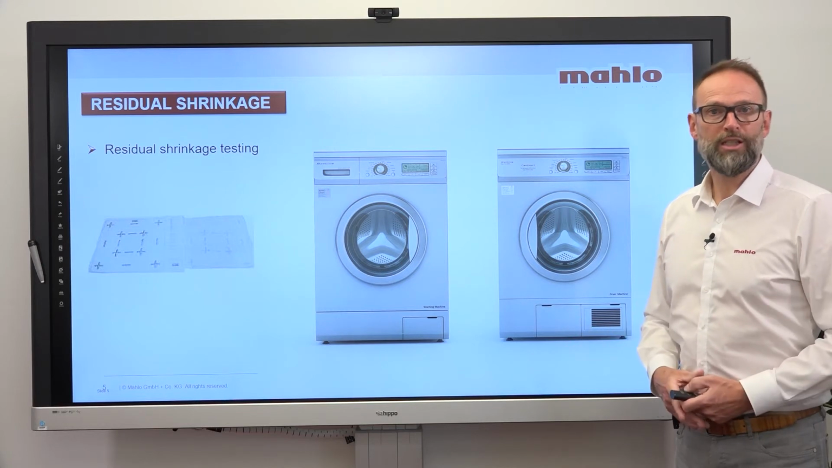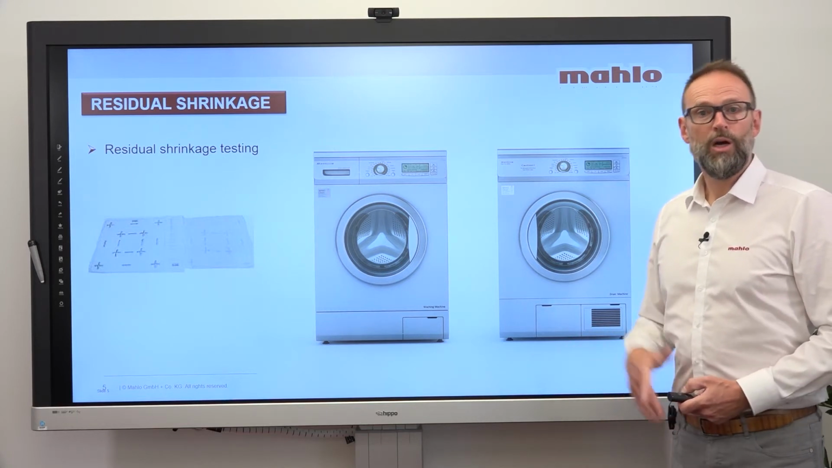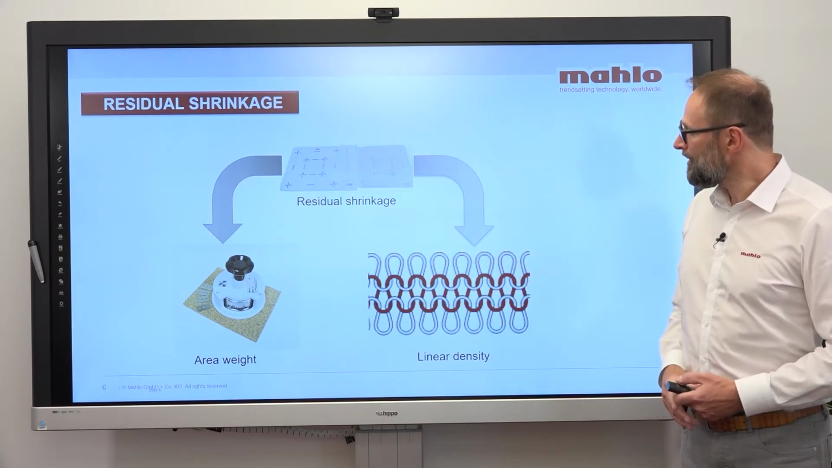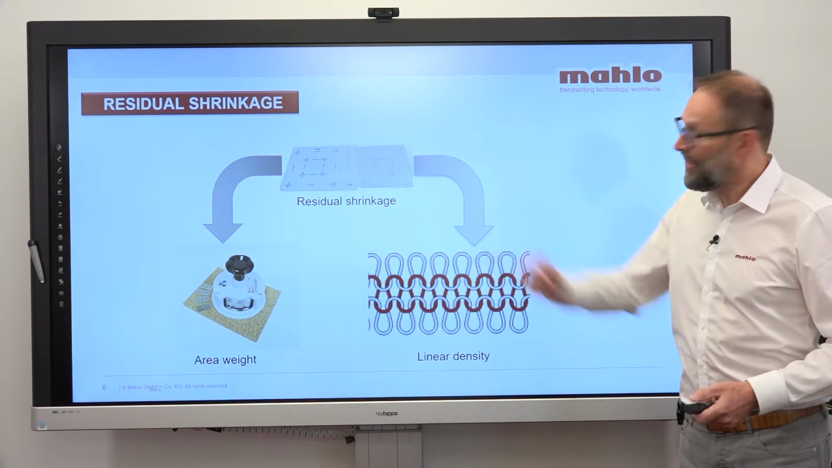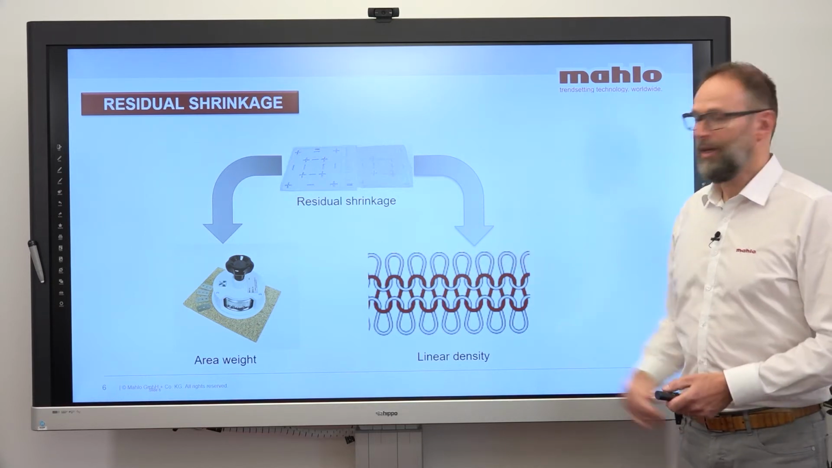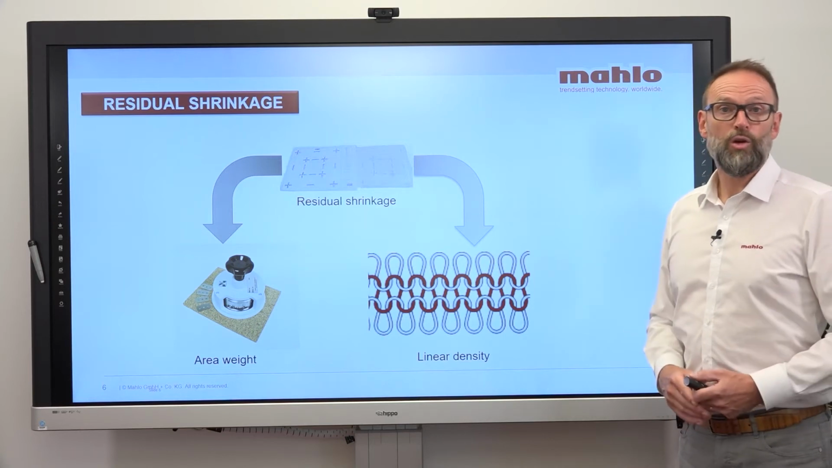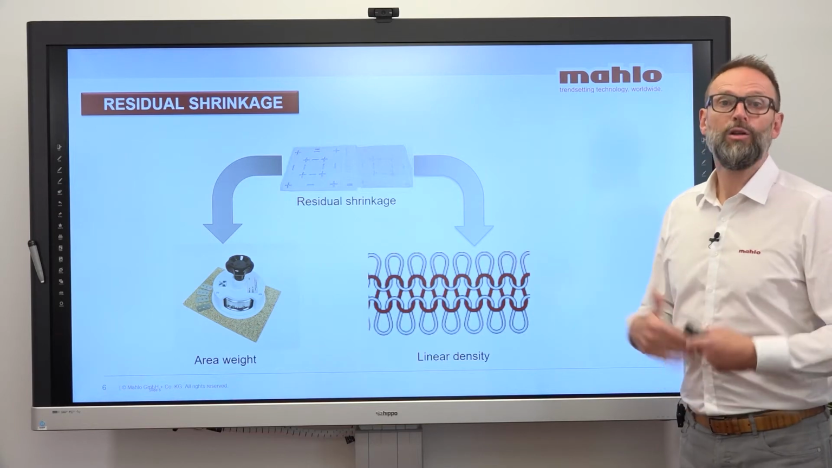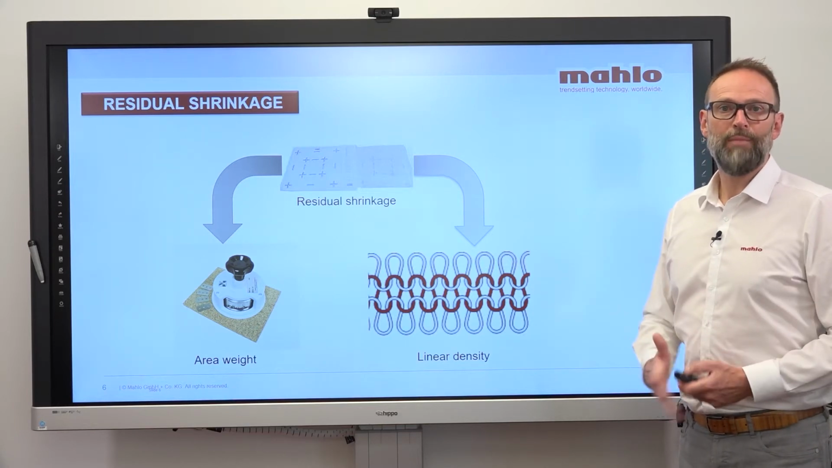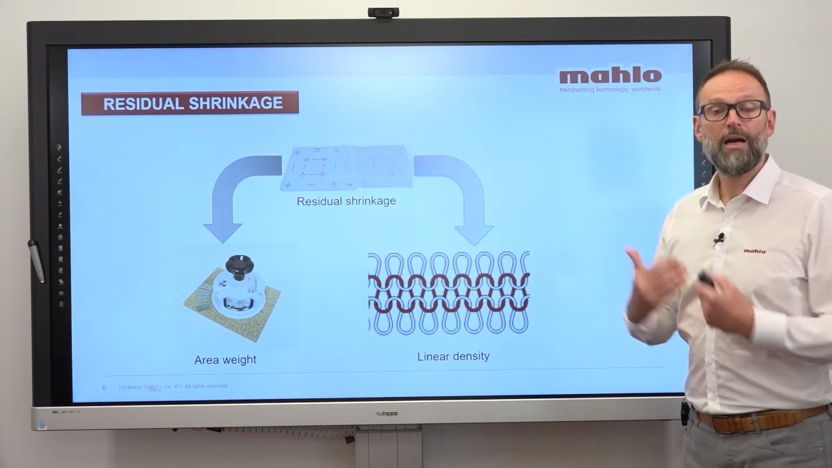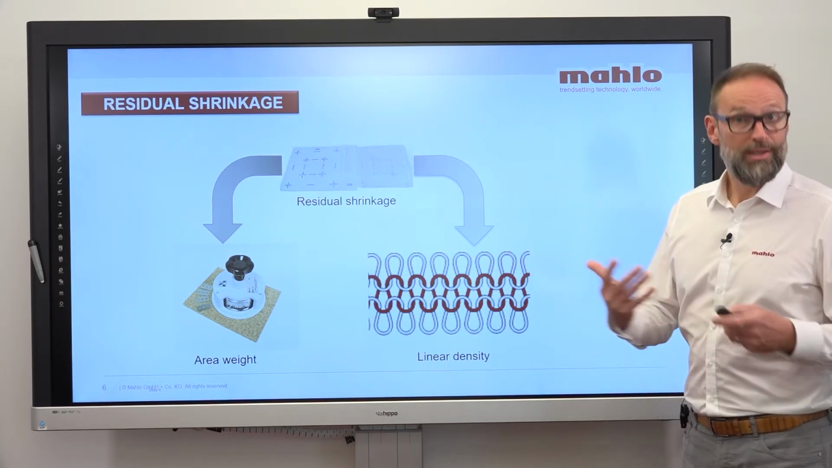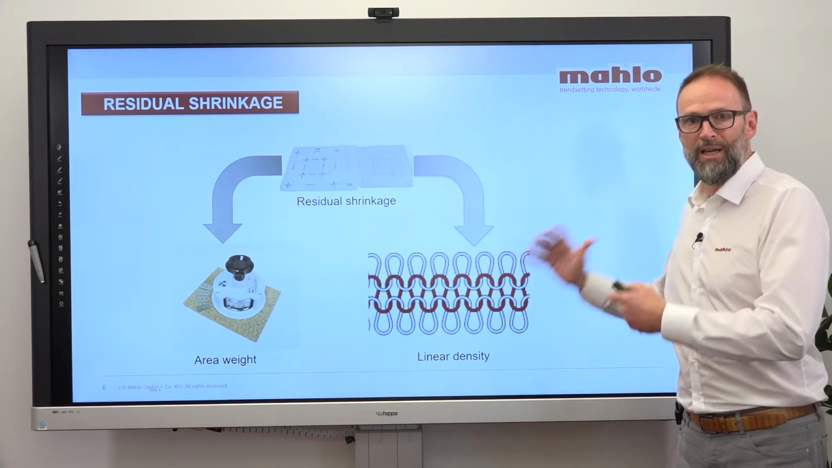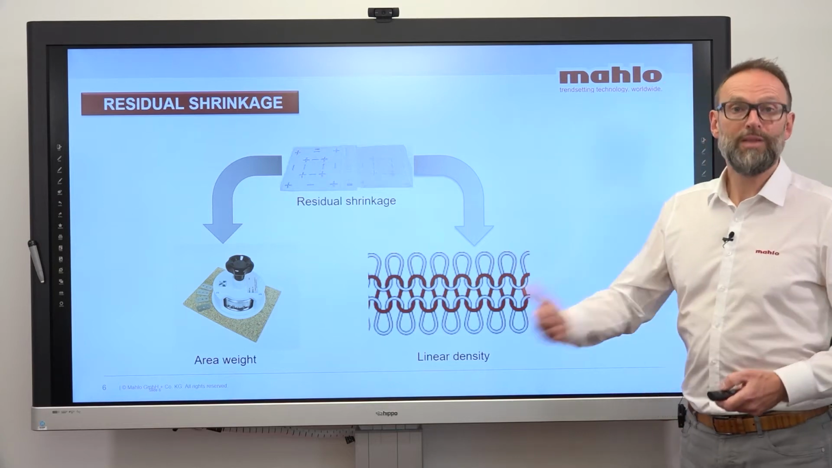But of course, during the production process, we cannot do that. During production, it breaks down to two different measurement areas: the area weight and the linear density. It also goes without saying that taking a sample, putting it to the lab, drying it and conditioning it takes too much time. So the only way to get an online measurement of the residual tension is to measure the linear density continuously.